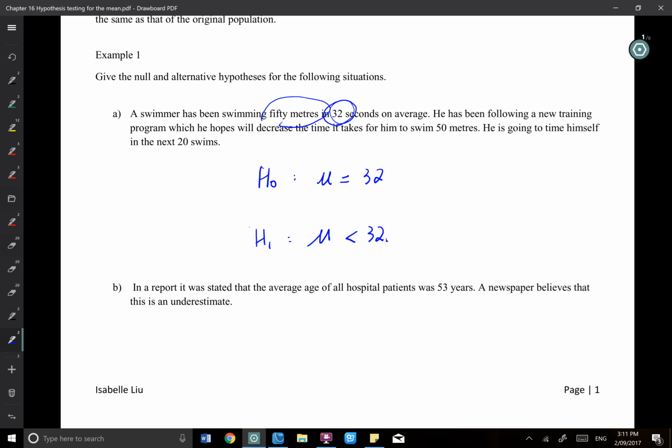B. In the report, it was stated that the average age of all hospital patients was 53 years. A newspaper believes that this is an underestimate. So what will my H0 be? What is my H0? Mu equals 53. Okay, what will my H1 be? Mu larger than 53. That's what others believe. I will test in between those two.